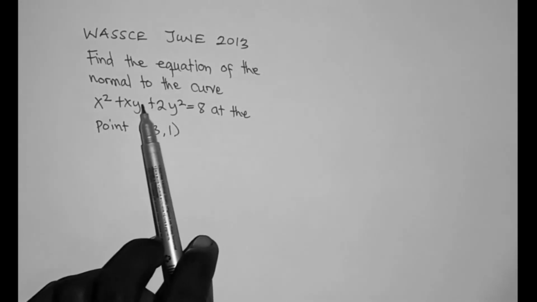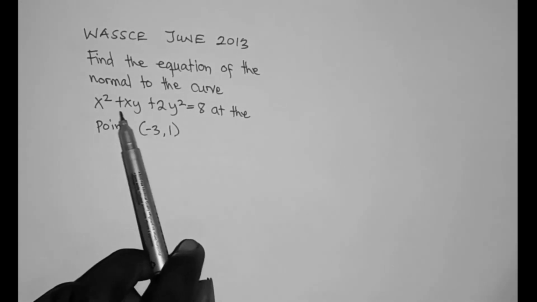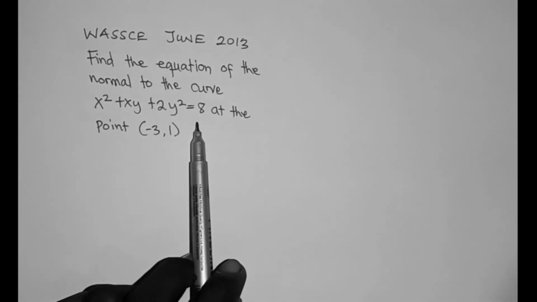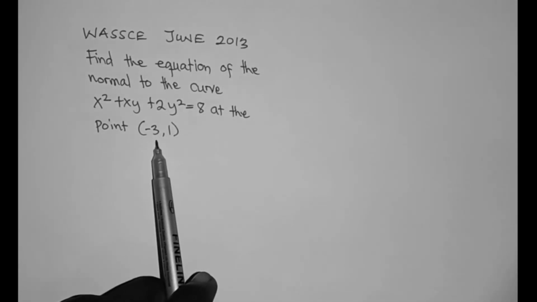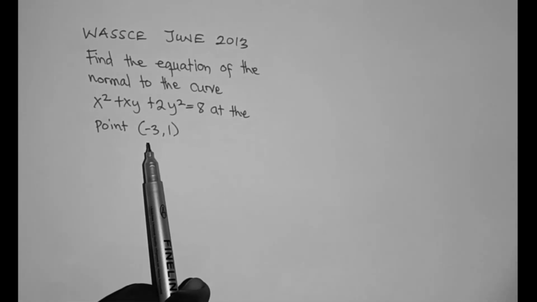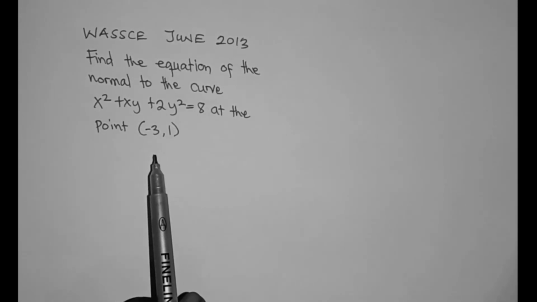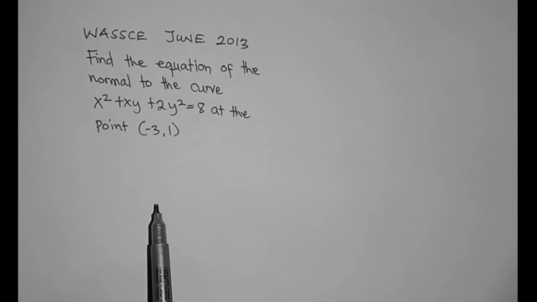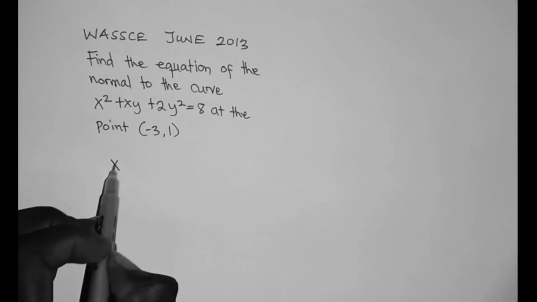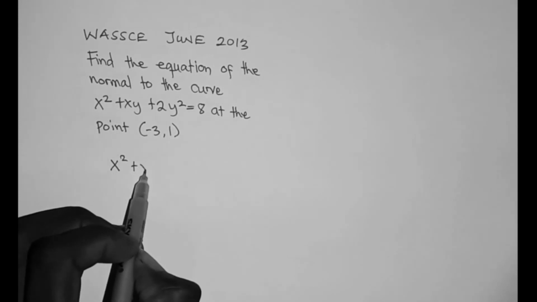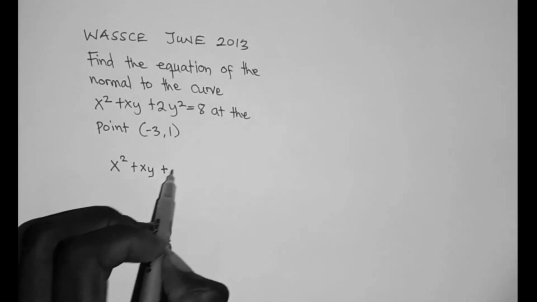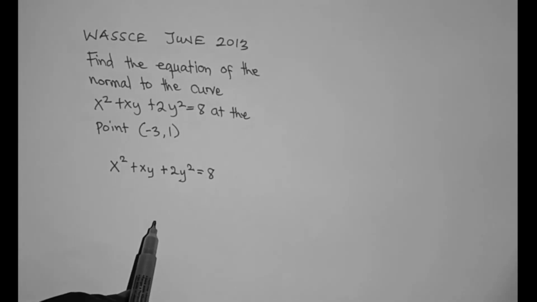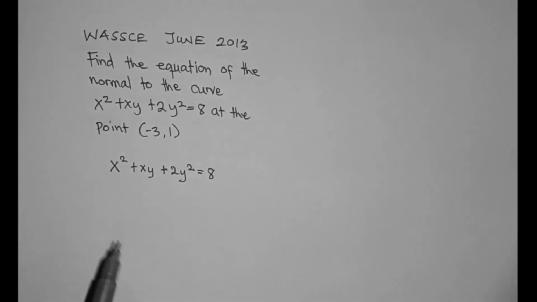The equation of the normal to the curve x squared plus xy plus 2y squared equals 8 at the point (minus 3, 1). So what we need to do is to find dy/dx. So the curve is x squared plus xy plus 2y squared is equal to 8. We have been given the point.